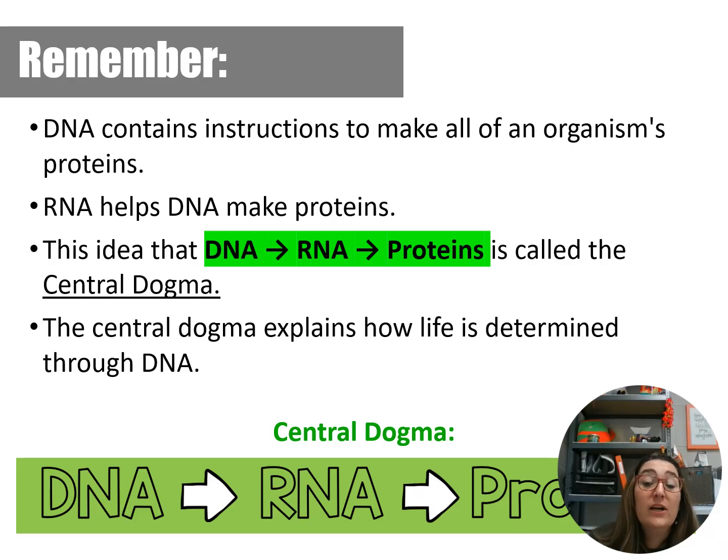So the idea, or the central dogma, around what we're going to learn today is that DNA is changed into RNA, and then that RNA is used to make proteins. So on your notes on the very top, you're going to write what's highlighted in green. So DNA makes RNA, and RNA makes proteins. And it explains very simply how life is determined through all of DNA.